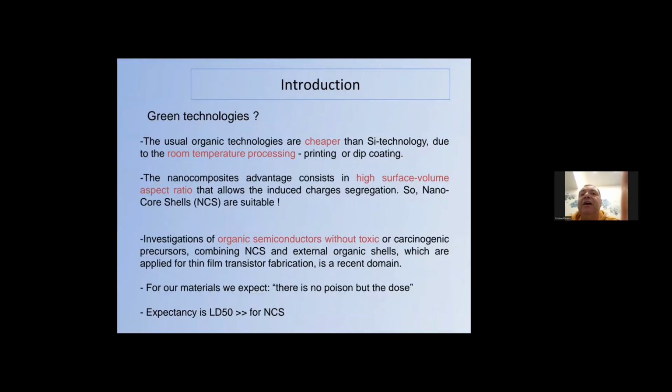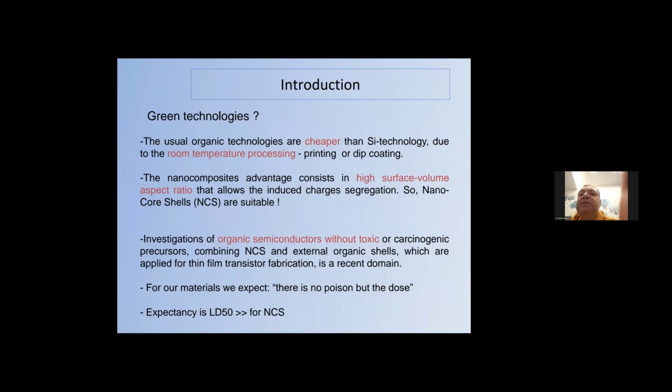Green technology, how they help the microelectronics industry. In general, organic technologies are cheaper than silicon technology, because the processing happens here at room temperature or very close to room temperature, by printing or dip coating, which don't need high temperature as in silicon, which needs maybe 1000 degrees Celsius.